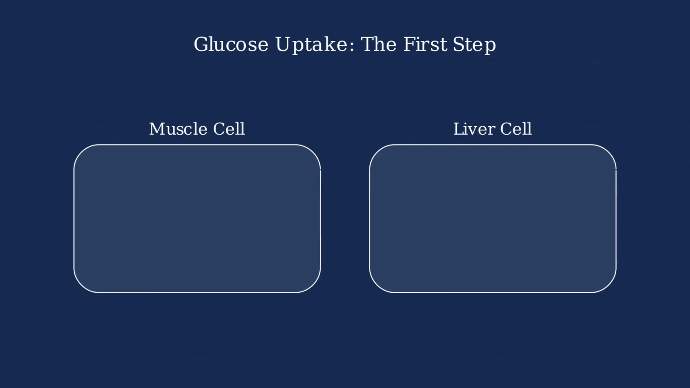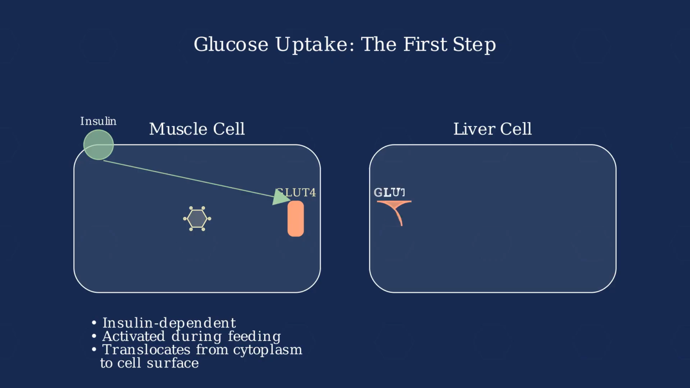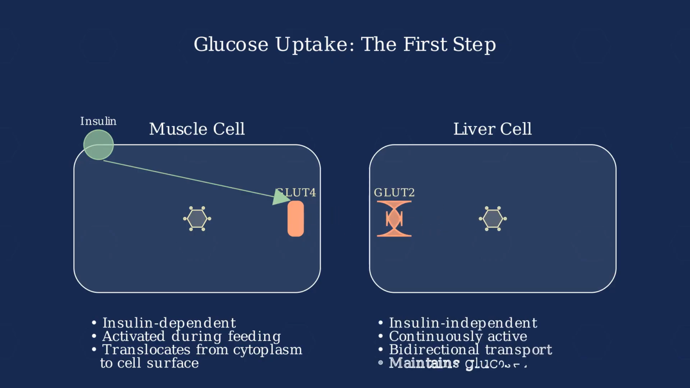Glucose uptake is the first critical step in glycogenesis. This process involves specialized glucose transporters that move glucose from the bloodstream into cells. In muscle cells, glucose enters through GLUT4 transporters, which are insulin-dependent. In contrast, liver cells use GLUT2 transporters, which function regardless of insulin levels.